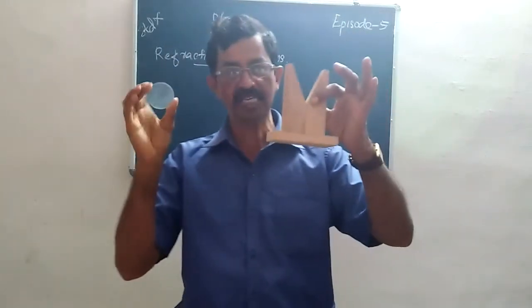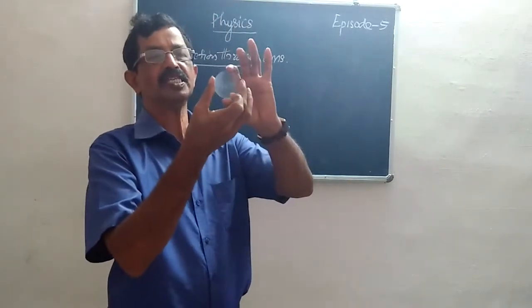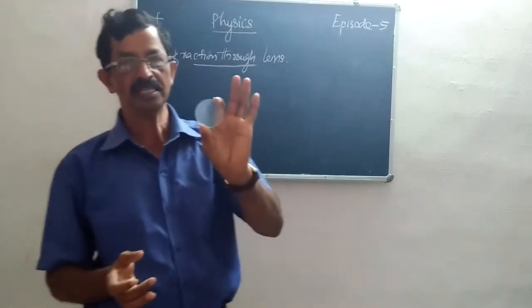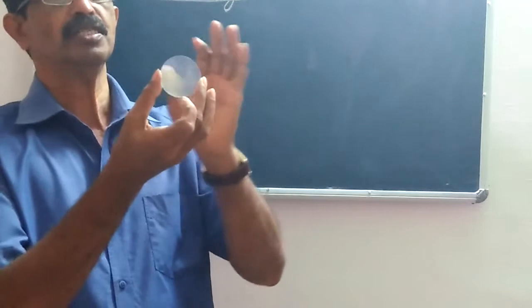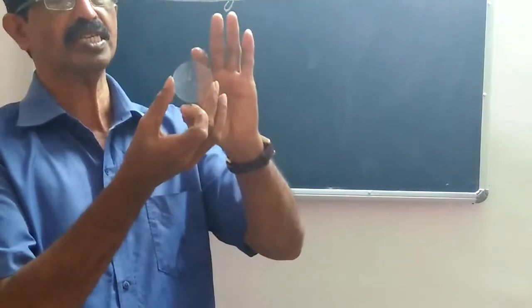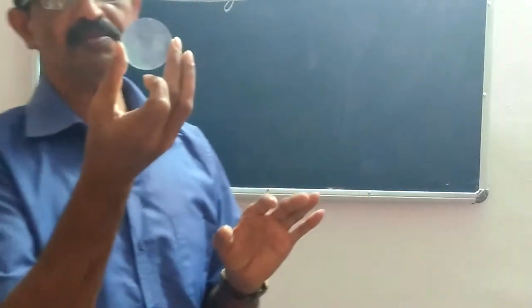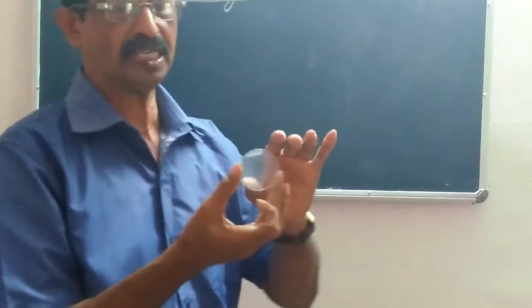This is a lens stand. Here you see, in this lens there are two spherical surfaces. A lens is a transparent medium bounded by at least one spherical surface.